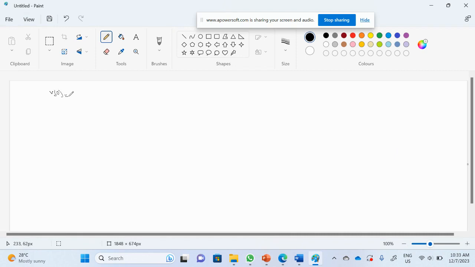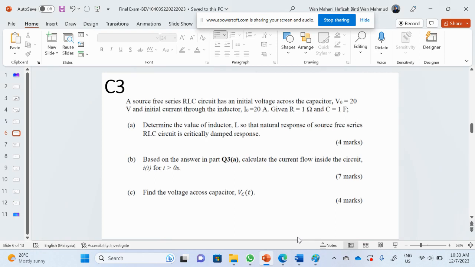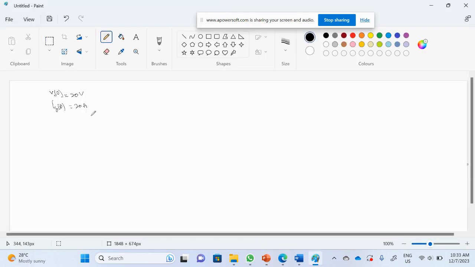V0, VC, I0 upon 20 ampere. R1, C1. RLC series source free. Okay. So, itu info yang dia bagi. So, kalau you nak lukis, sebenarnya boleh je. Ada R, kita ada L dan kita ada C. Okay, katakan ini current flowing, plus minus lah, macam tu lebih kurang.